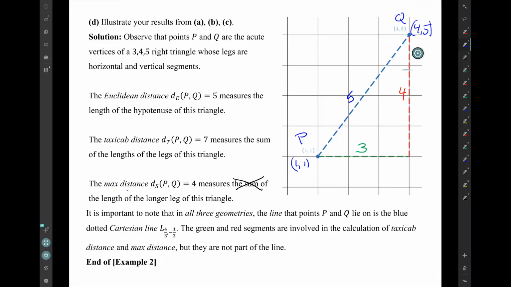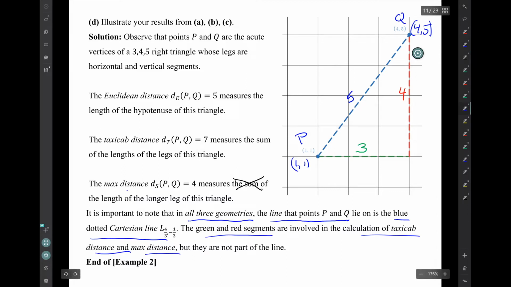It's important to note that in all three geometries, the line that points P and Q lie on is the blue dotted Cartesian line. This line. The red and green segments are involved in the calculation of taxicab distance and max distance, but they're not part of the line. The line that passes through P and Q is the Cartesian line. It's that line.